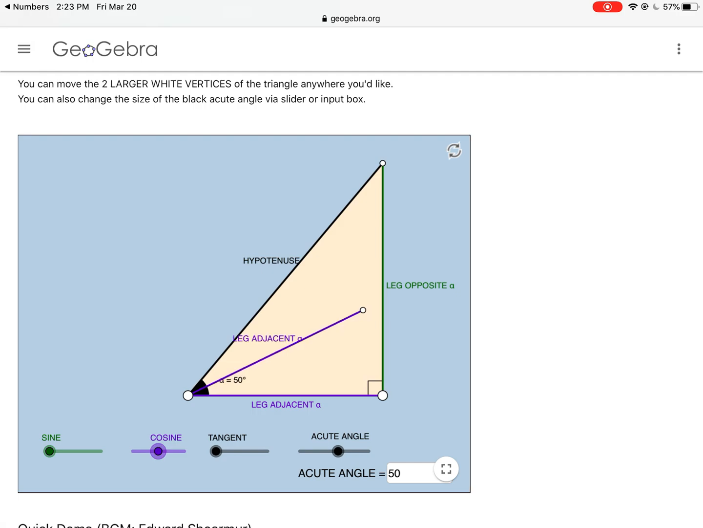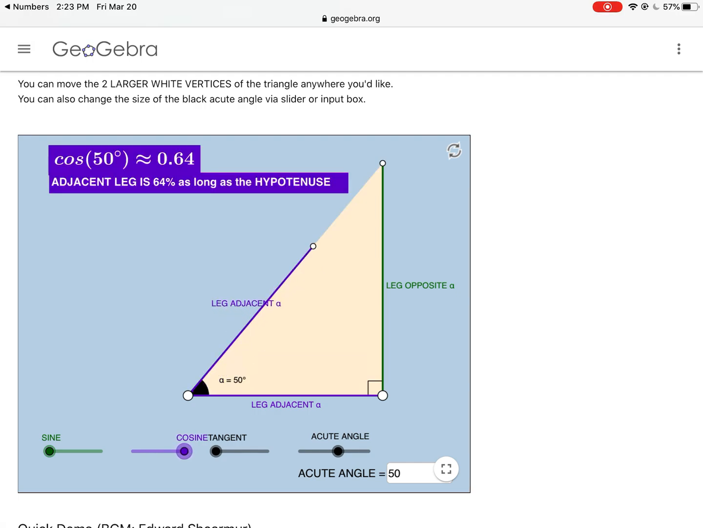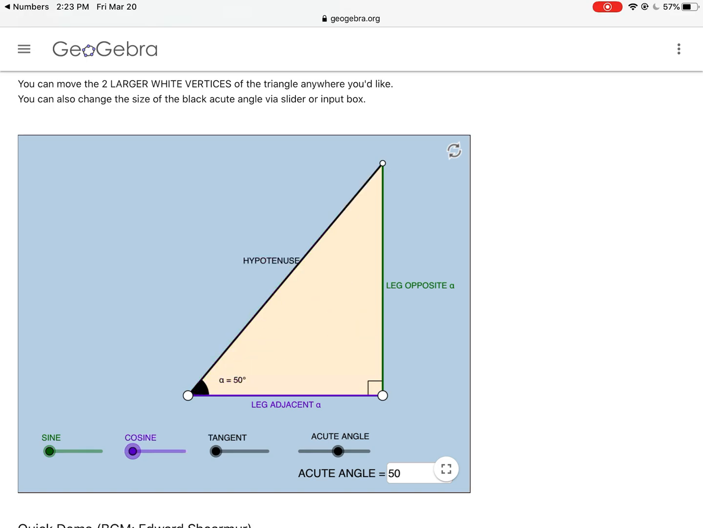For cosine, we know that's a measure of the length of the adjacent side length with the hypotenuse. So cosine of 50 degrees is 0.64, 64 hundredths. So we're saying that this adjacent side length to a 50-degree angle should be 64% as long as the hypotenuse. All right, and then think about tangent.